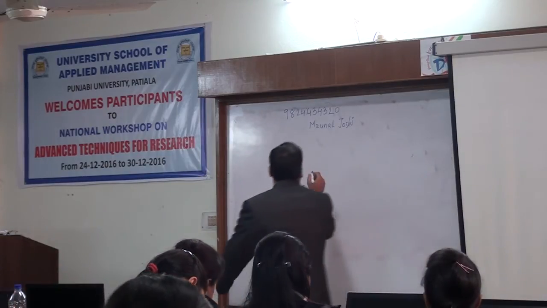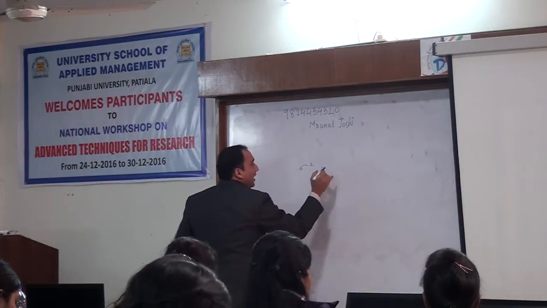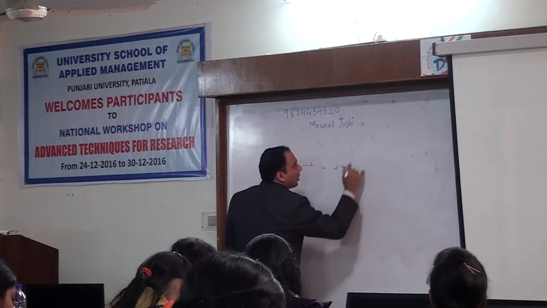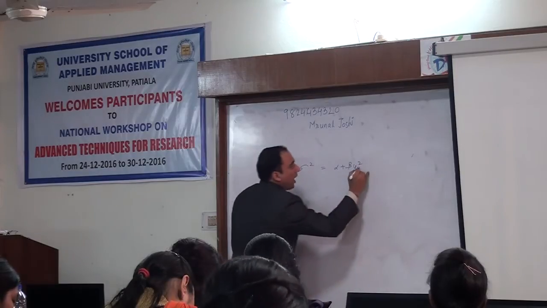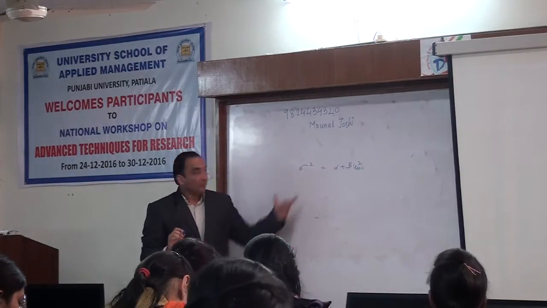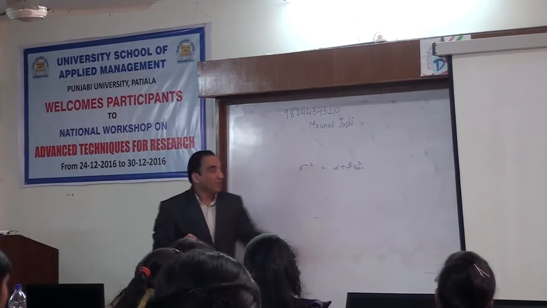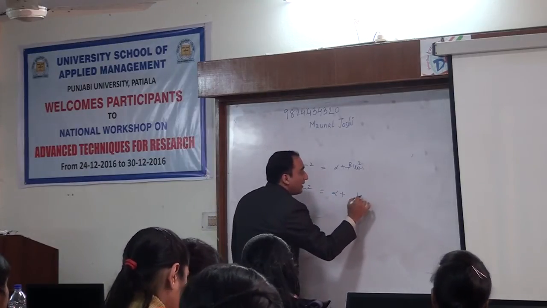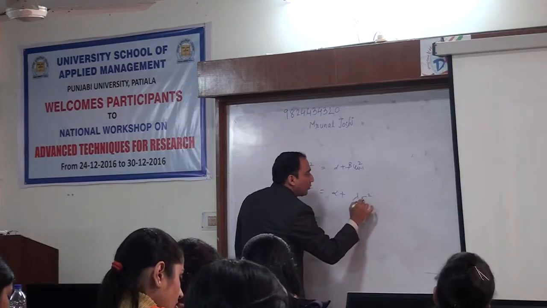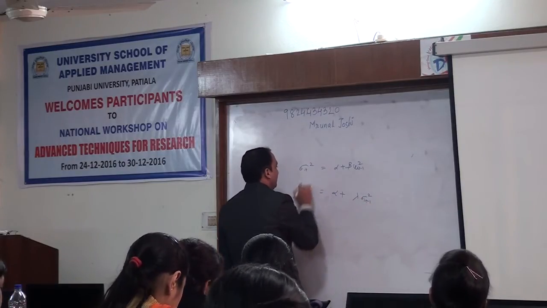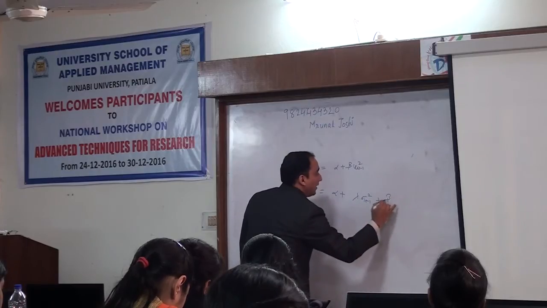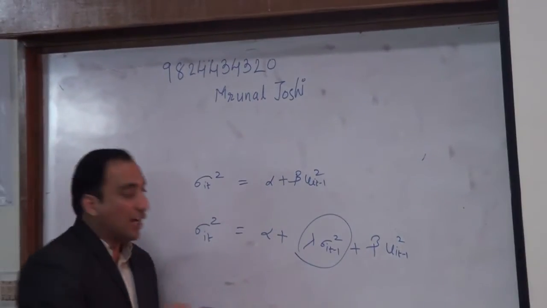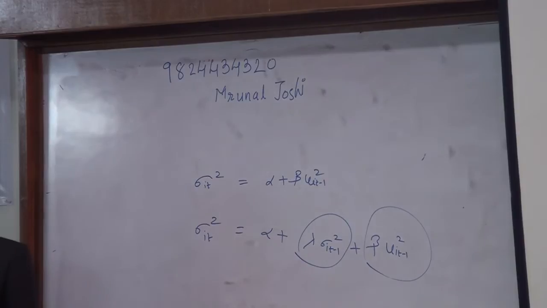In ARCH, we have something like this: sigma square equals alpha plus beta u(t minus 1) square, where u is my error term. This is my ARCH term. In GARCH, we have something like sigma square equals alpha plus lambda sigma square (t minus 1) plus beta u(t minus 1) square. This becomes my GARCH term, and this becomes my ARCH term.